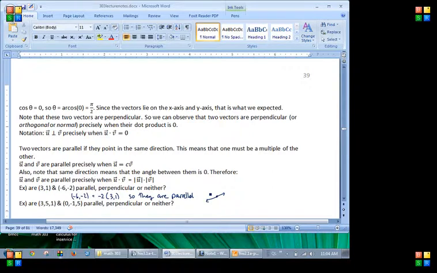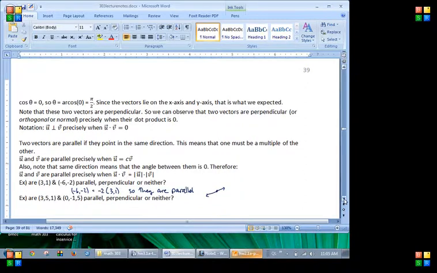Next one. Are these two vectors parallel, perpendicular, or neither? Now we're in 3 dimensions. They're clearly not parallel, since there's no number you can multiply to get one vector to be the other. So how can we check if they're perpendicular? We take u and v, and we take the dot product.